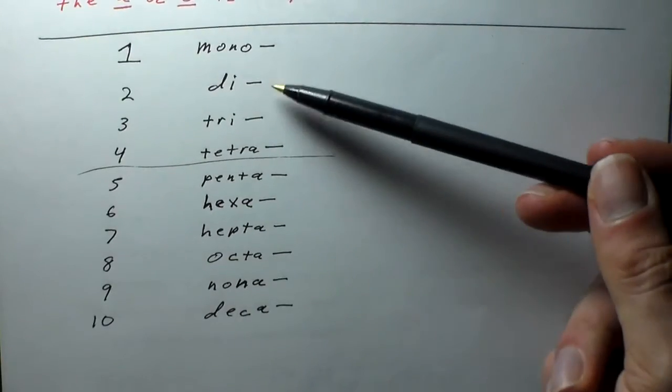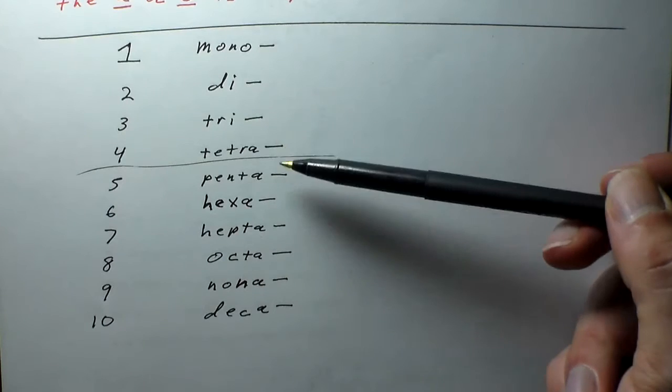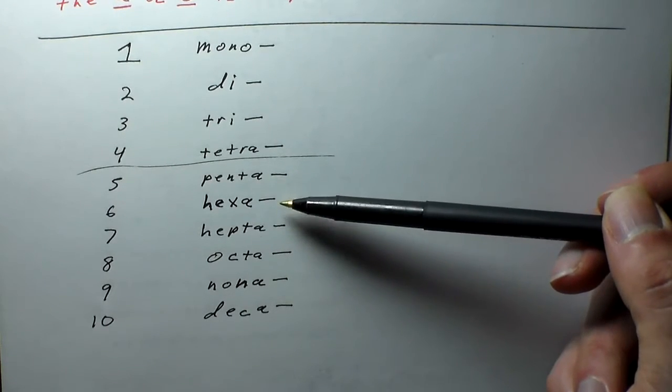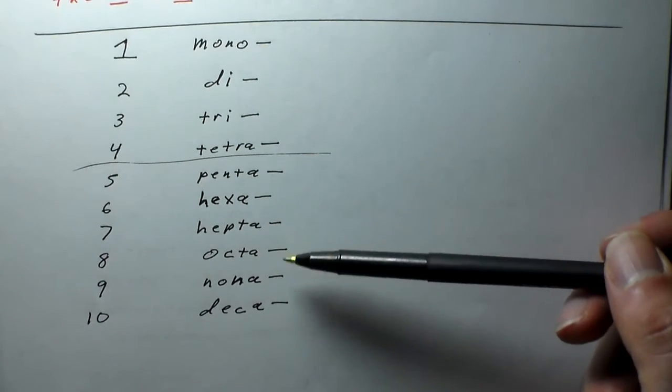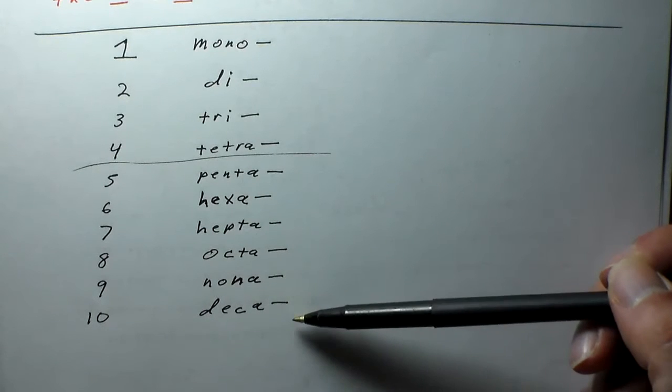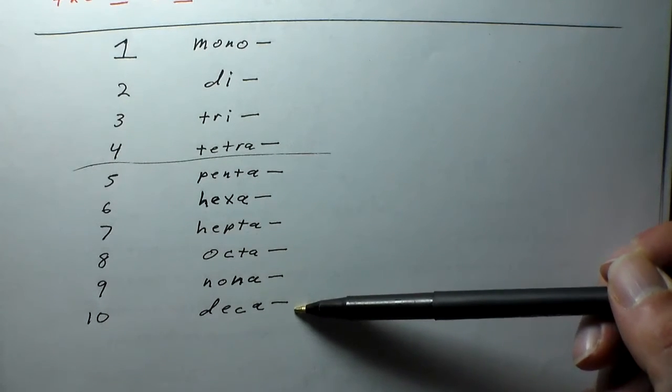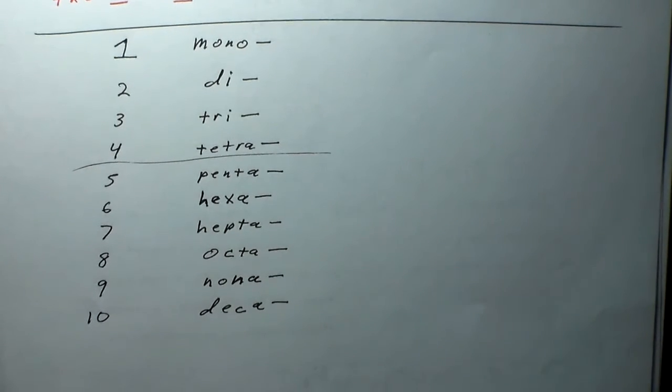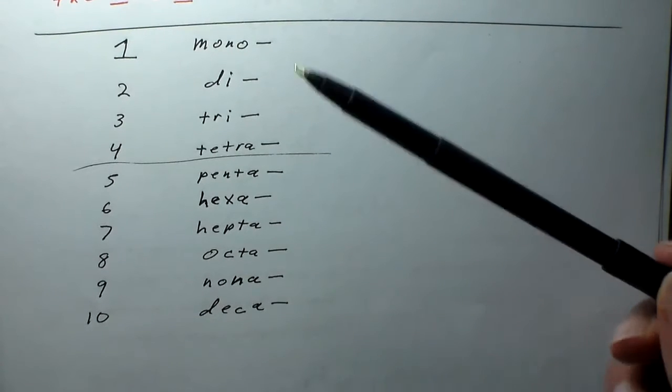So 1 is mono, 2 is di, 3 is tri, 4 is tetra, 5 is penta, 6 is hexa, 7 is hepta, 8 is octa, 9 is nona, 10 is deca. All right. So some of these you probably have seen before, so it shouldn't be too hard to think about what these terms actually mean.